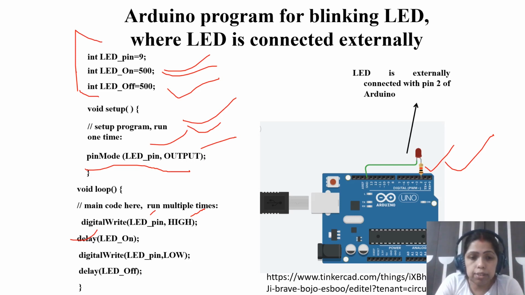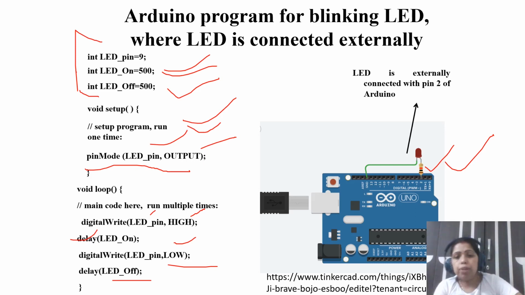And again, digital write LED pin low. You want to turn off the LED, so for that, the low value you have to use. And again, the delay function, it will be sustained for some time. So delay function within brackets LED off. Inside the LED off, you are sending 500 milliseconds. So that is about the blinking of LED, how we are going to write the program for blinking of LED in the Arduino.